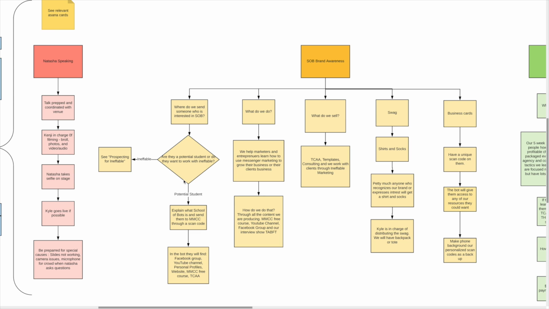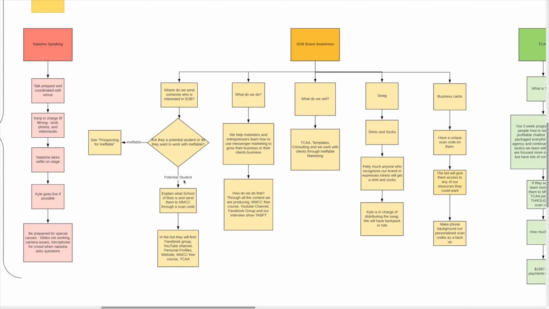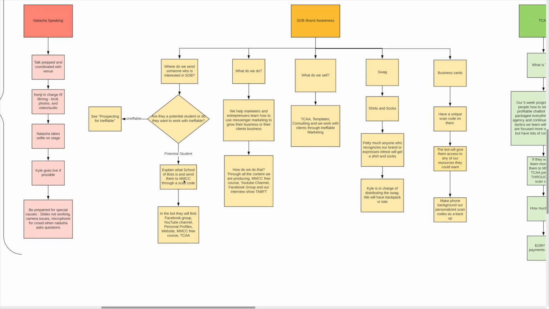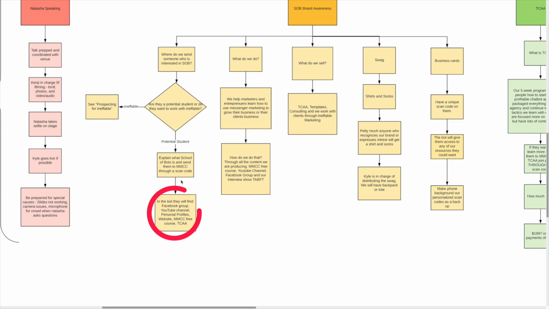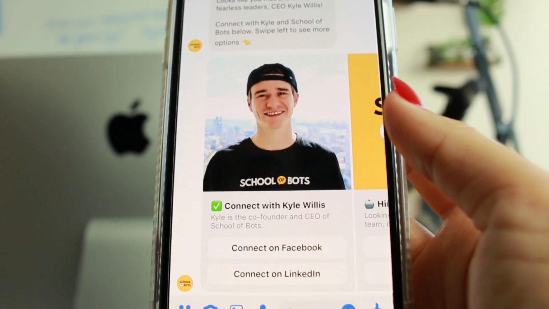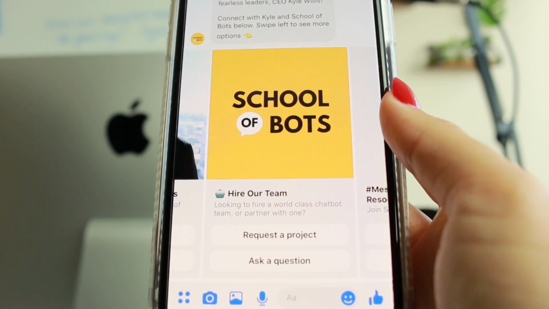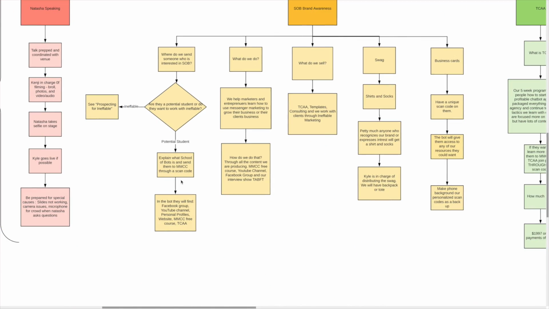So if they are a potential student, we explain what School of Bots is and send them to the Messenger Marketing Crash Course through our scan code. In that scan code, in the bot they get, they'll find our Facebook page, our YouTube channel, and our personal profiles, as well as access to that free Messenger Marketing course. Anyone who meets us and is at all interested in School of Bots, we slowly push down the funnel, giving them value immediately with our free course that teaches them exactly how to use ManyChat and build a bot, so that if they're more serious, they can move forward and work with us.